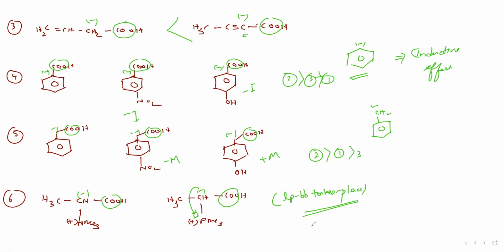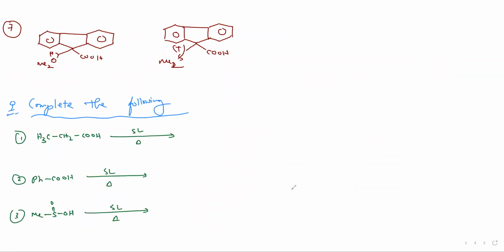Okay. So, order is basically, we can write 2 greater than 1. In this case, COOH, negative charge over here, negative charge over here. Again, vacant d orbital is present. So due to back bonding, this one is very more stable. So always remember second period and third period element. When you compare second period and third period element, back bonding concept is important.